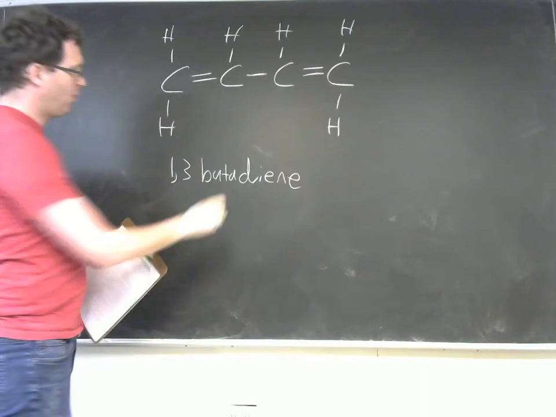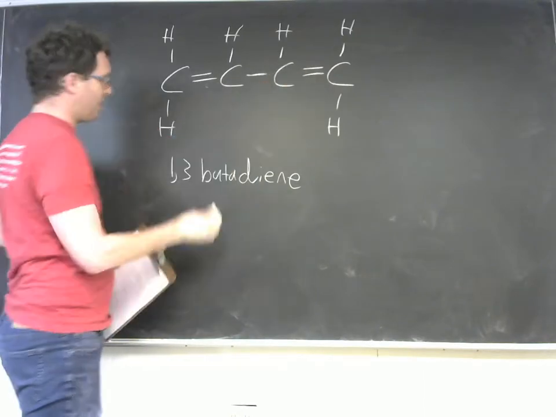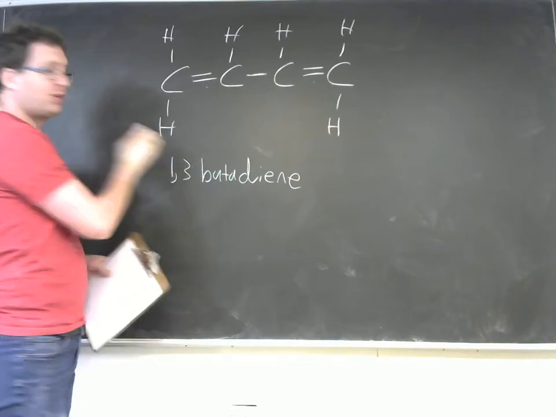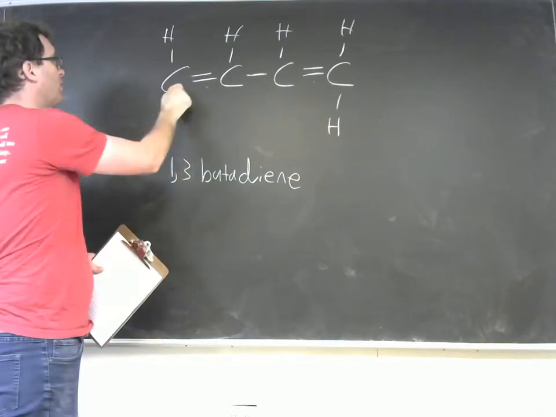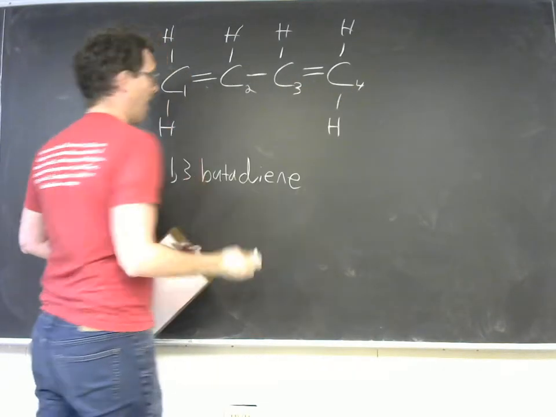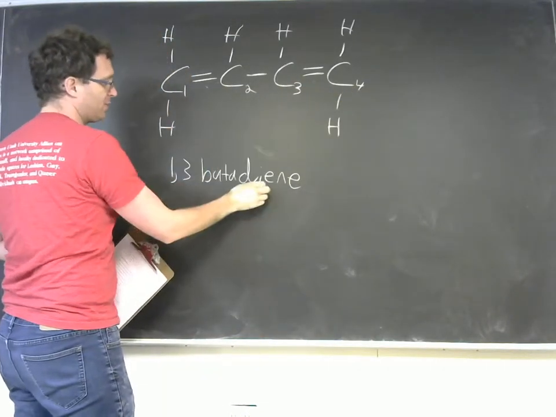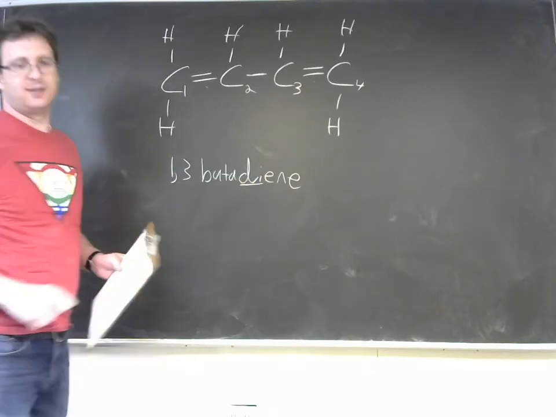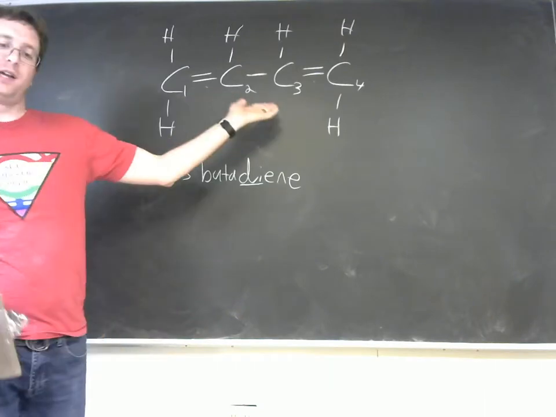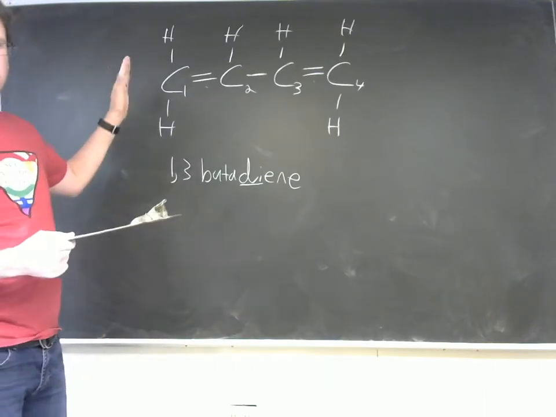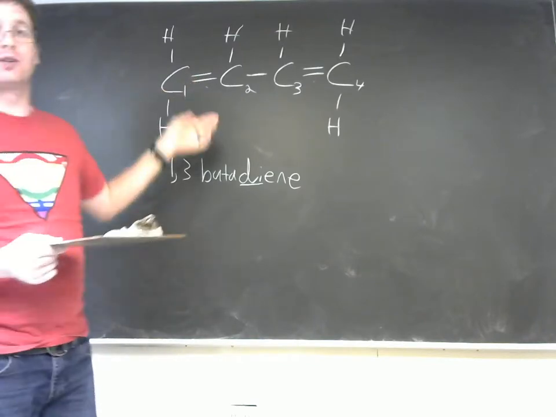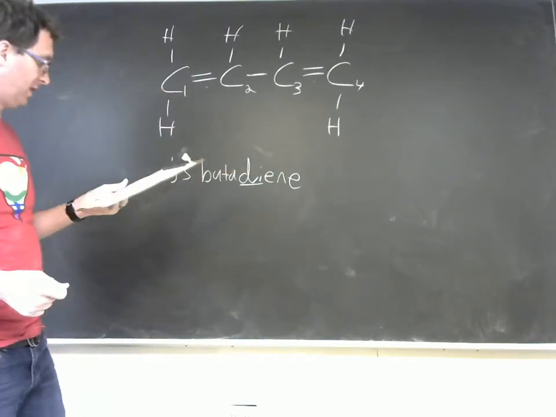Because there are 2 double bonds, we need to put 2 different positions. One of them starts on the first carbon, one of them starts on the third carbon. And then because there are two double bonds, we also need that di in there to indicate that there are two double bonds. So 1,3-butadiene, for example. I won't give you overly complicated problems like this in the exam, but you will eventually learn how to name complicated molecules like this.